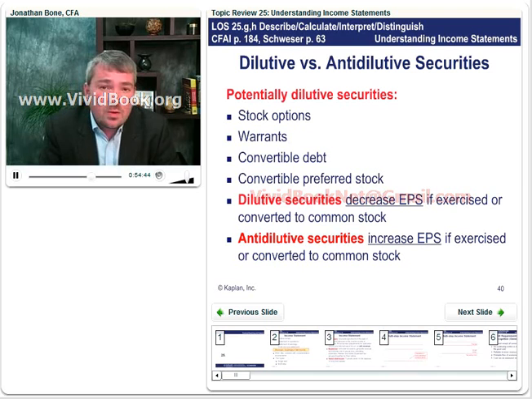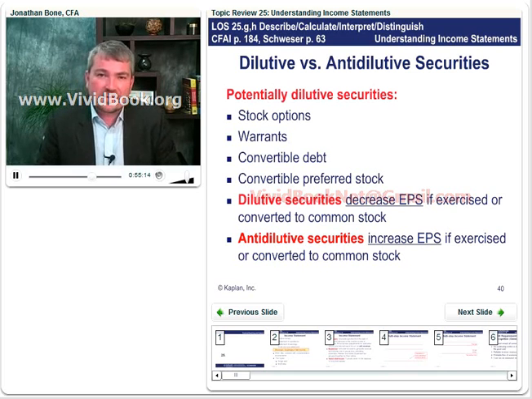Warrants. A warrant, of course, is very much like a call option. It gives the holder of the warrant the right to buy shares in the company at a predetermined price. Why is it not a call option? Well, as we said, a call option is on existing shares, a warrant is on brand new shares. So if you exercise your right to buy with a warrant, the company will have to issue new shares. Convertible debt, of course, can be converted into common stock, and convertible preferred stock as well could be converted.